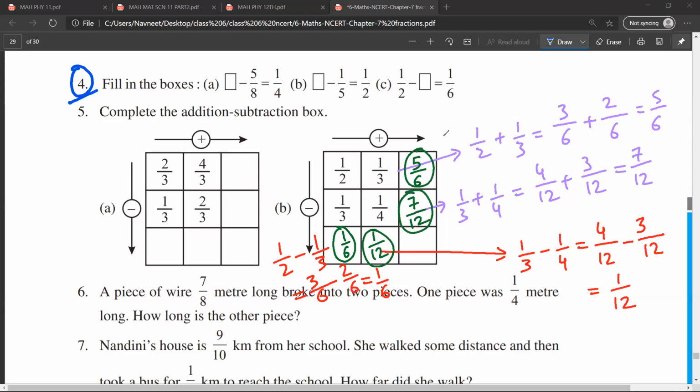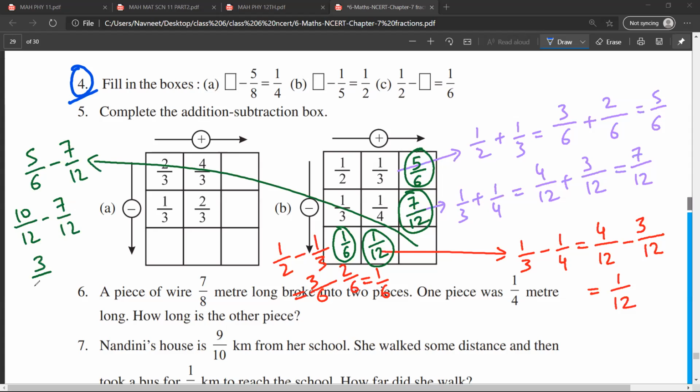Mr. Sarthak, have you got these answers? Yes, sir. Okay, nice. So the final answer that we will get here would be 5 by 6 minus 7 by 12. This would be 10 by 12 minus 7 by 12, 3 by 12. Have you understood? Yes, sir.